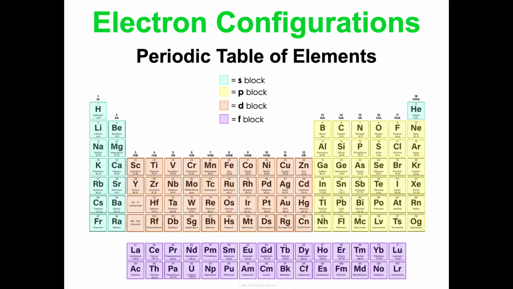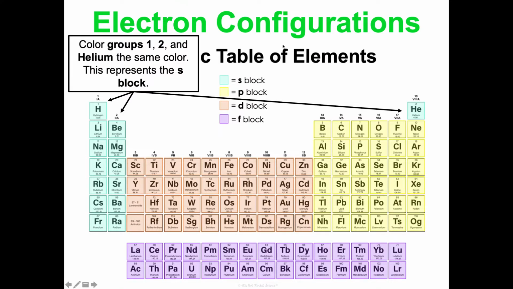All right, so first, looking at your periodic table, we said there's s, p, d, and f orbitals. Well, there are also blocks on the periodic table that match these. So first, I want you to color groups 1, 2, and helium all the same color. I picked seafoam green. You can pick any color. Just pick the same color for these and make a key so you know. And this is going to be your s block.